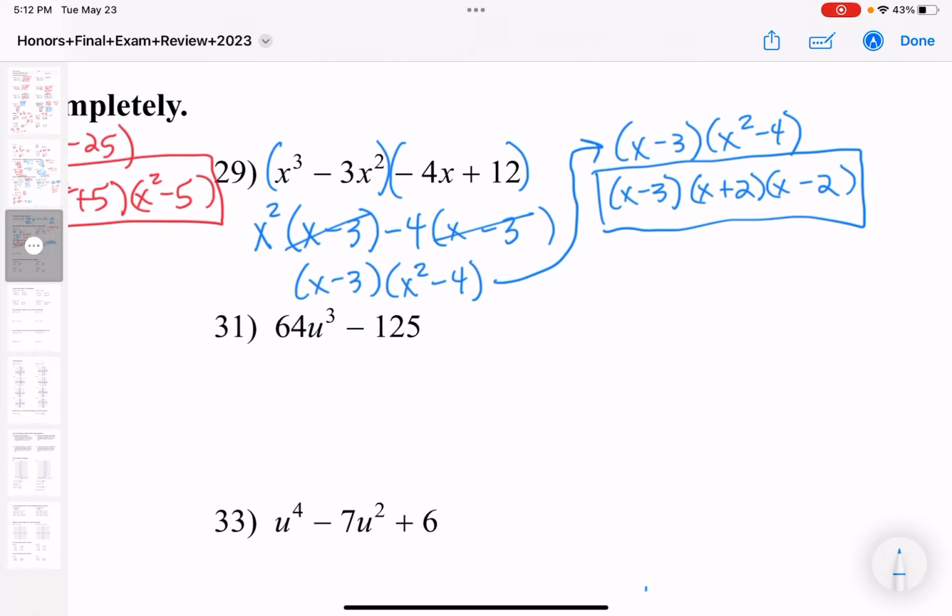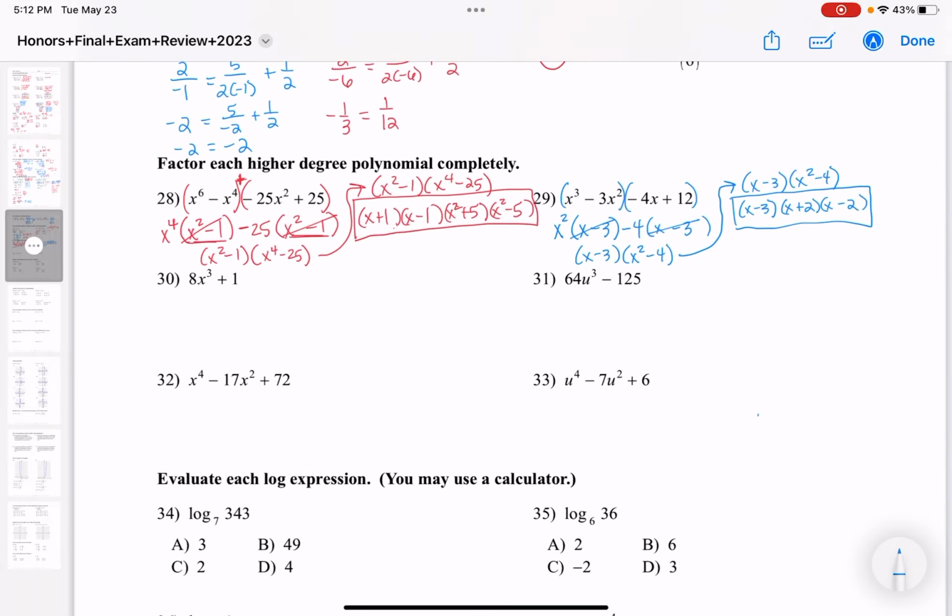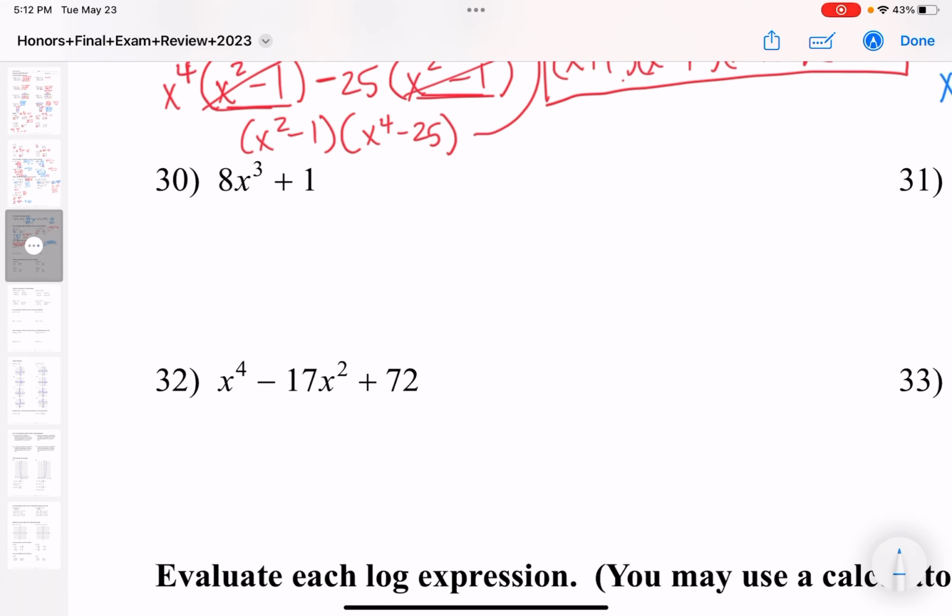Okay? I'm going to go ahead and work the rest of these in this section, and then I'll end that video, and then I'll go to the next section. All right? So now, number 30. This one's a little bit different.